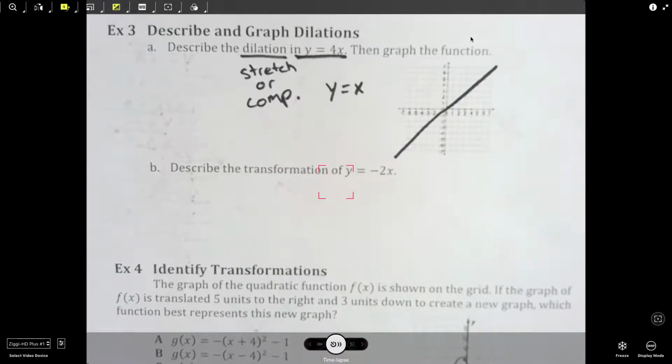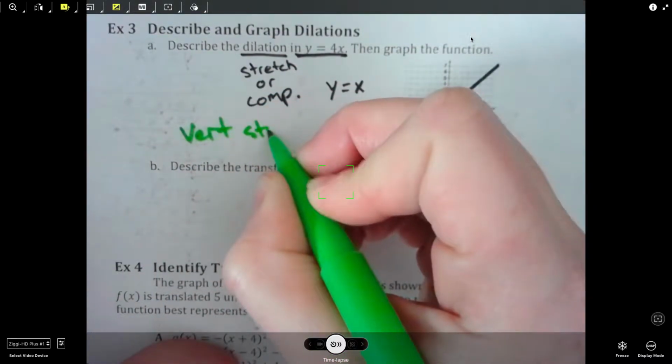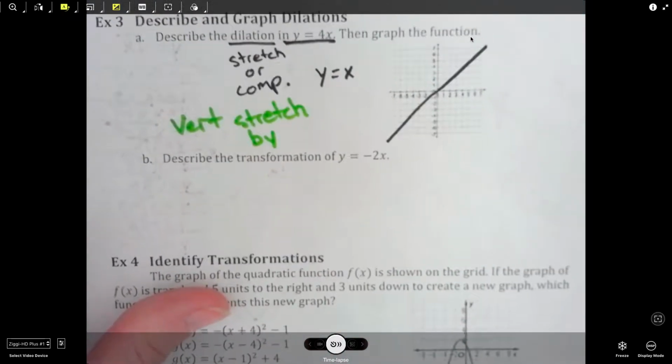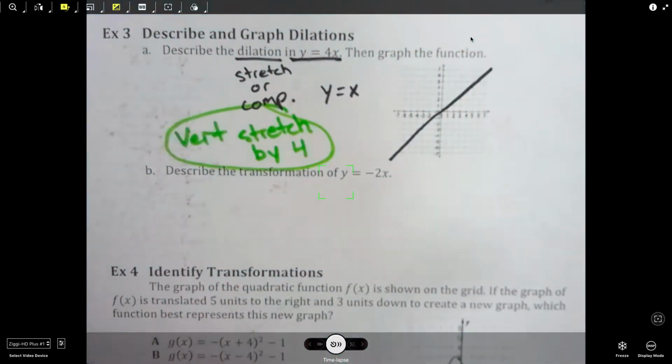So, what does the 4 do to it? Not up 4. The slope. It's 4 over 1. But what is that called? Stretch? Compression? It's a stretch. What kind of stretch? A vertical stretch by a factor of 4. You don't use a reciprocal. So vertical stretch by 4.